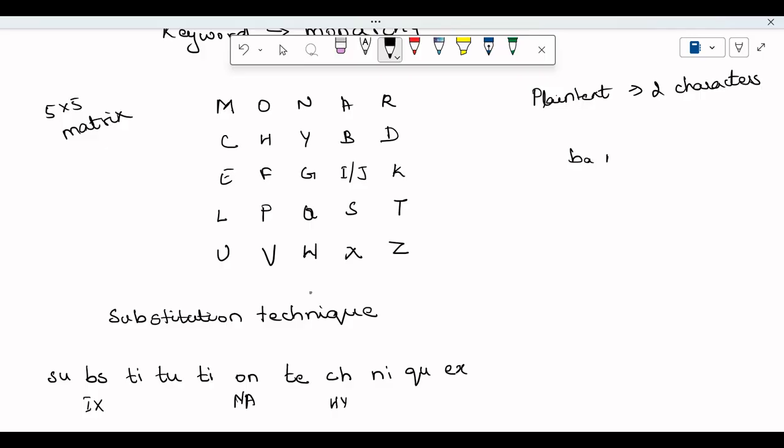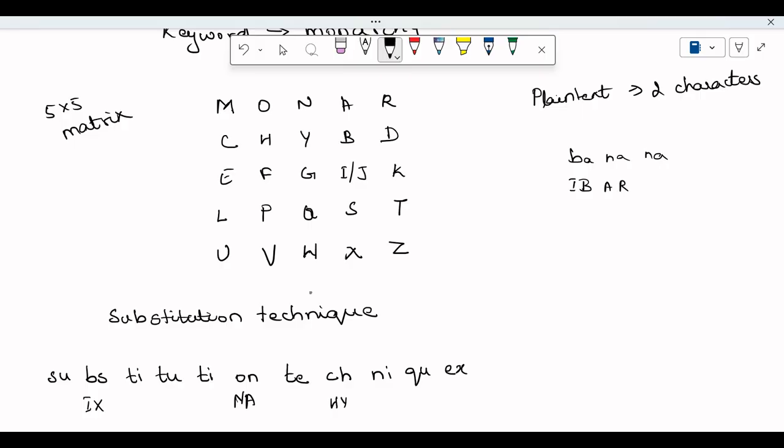In order to get more examples, let us take the plaintext as banana. B-A-N-A-N-A. So first BA. BA falls in the same column of the matrix, right? So B is replaced with the letter beneath it. I can go for either J or I, so let me go with I. And A is replaced by the letter beneath it, which is B. Next comes NA. NA falls in the same row of the matrix. So N is replaced by the letter to its right, A, and A is replaced by the letter to its right, that is R.